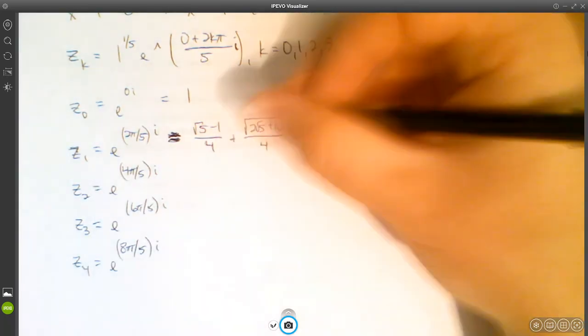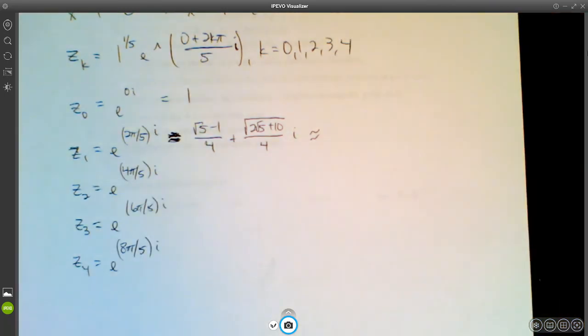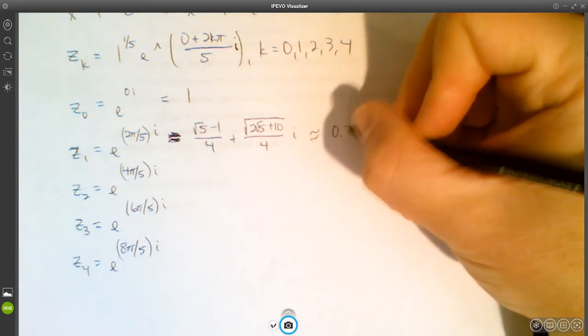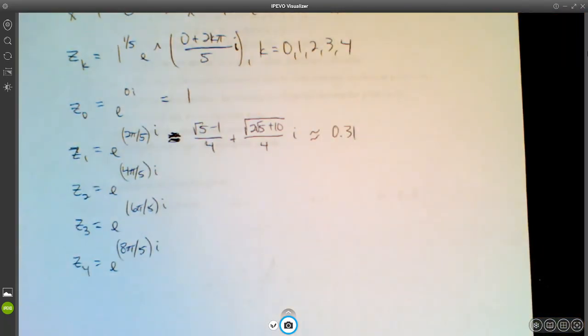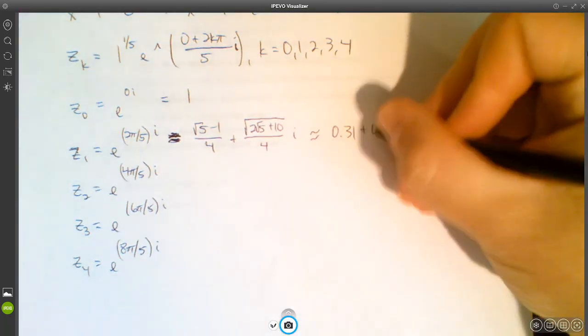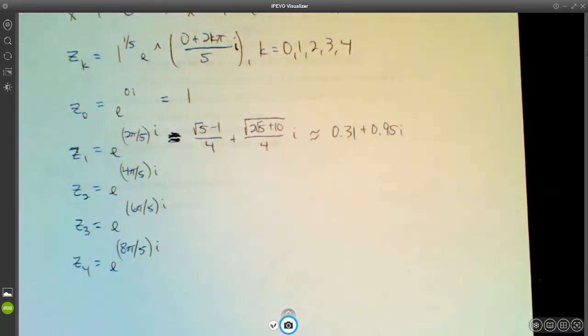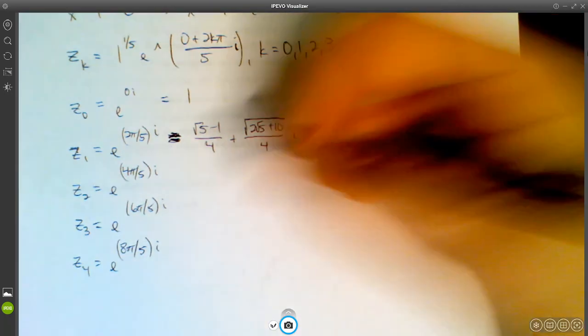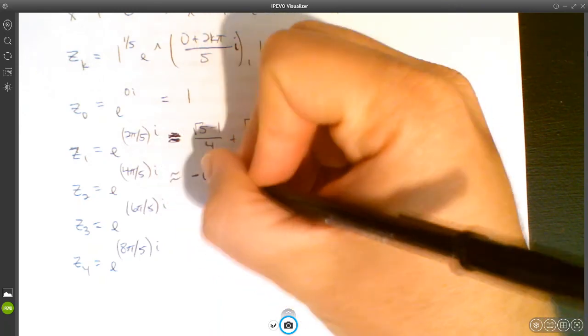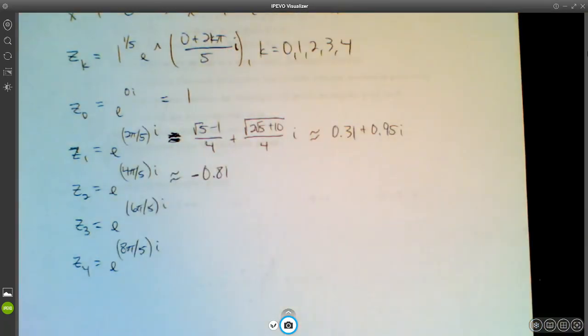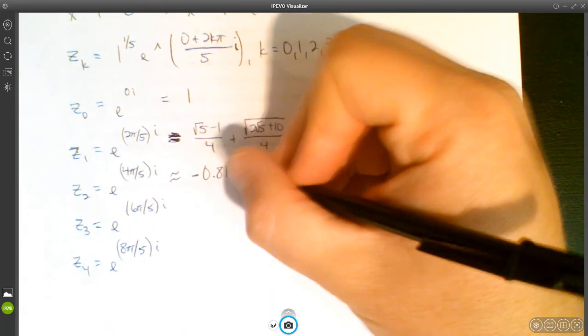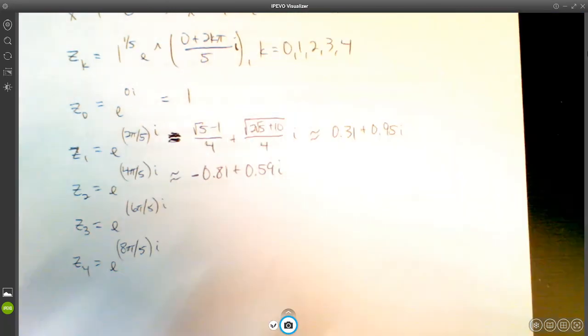I'm not gonna write out the exact answers anymore. I'm just gonna give the decimal approximations. So that's approximately 0.31 plus 0.95i. e to the 4 pi over 5. So it's cosine 4 pi over 5. That's approximately negative 0.81. Sine 4 pi over 5 is 0.59 approximately.